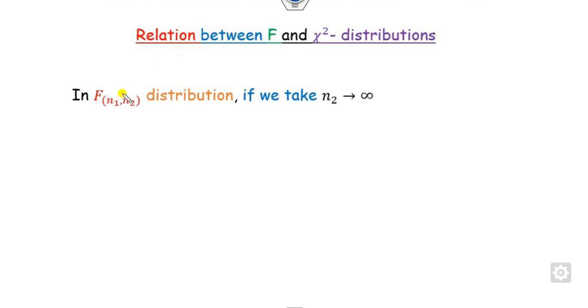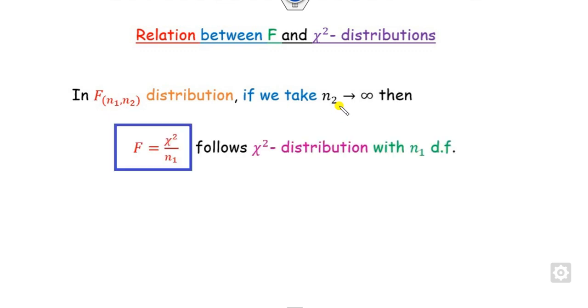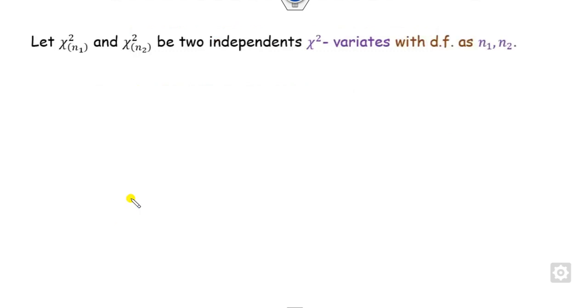What is that? If you have an F distribution with degrees of freedom n1 and n2, then by setting n2 as infinity, whatever is left follows the chi-square distribution with n1 degrees of freedom, like here F is nothing but this. Or you can also say whenever you set n2 as infinity, whatever is left behind is F, it is nothing but my chi-square. That's the relation between them.